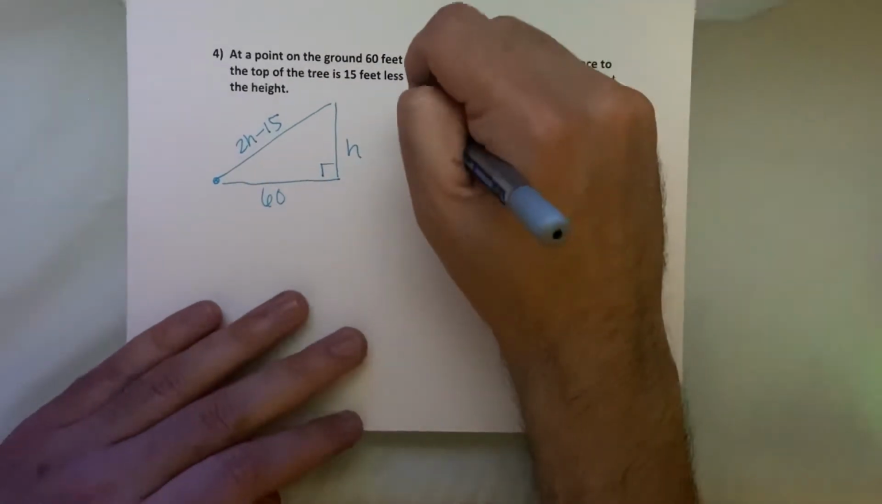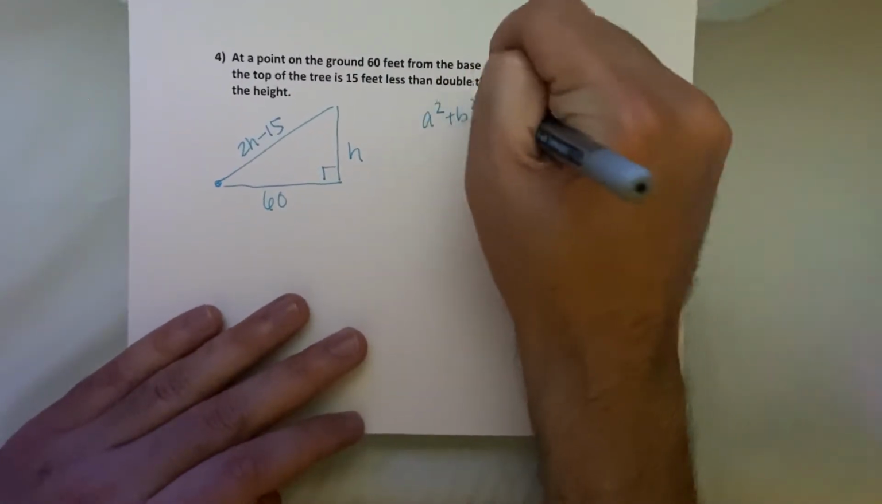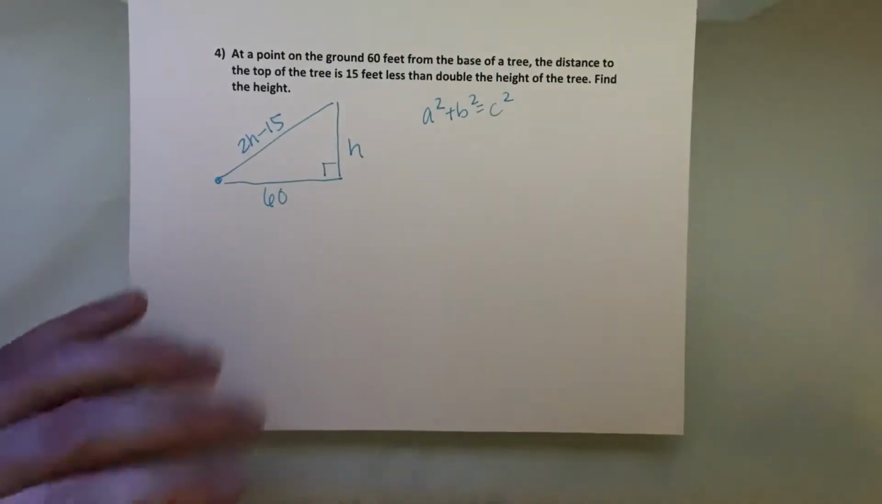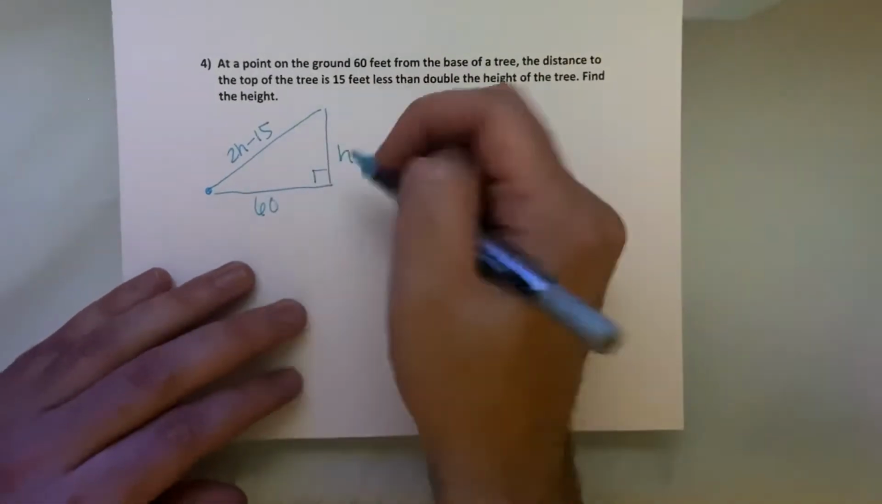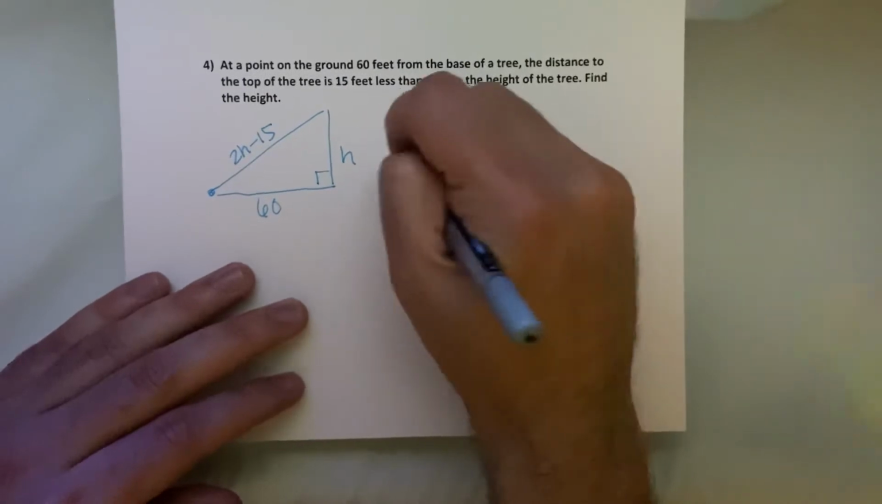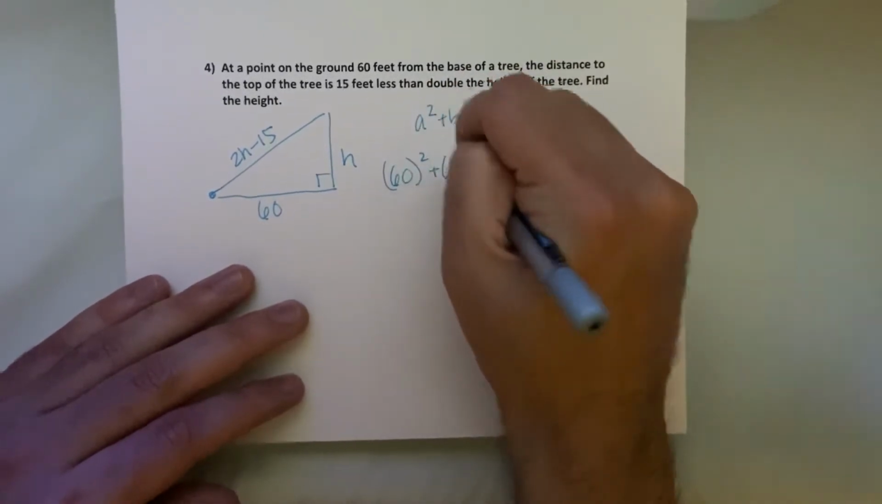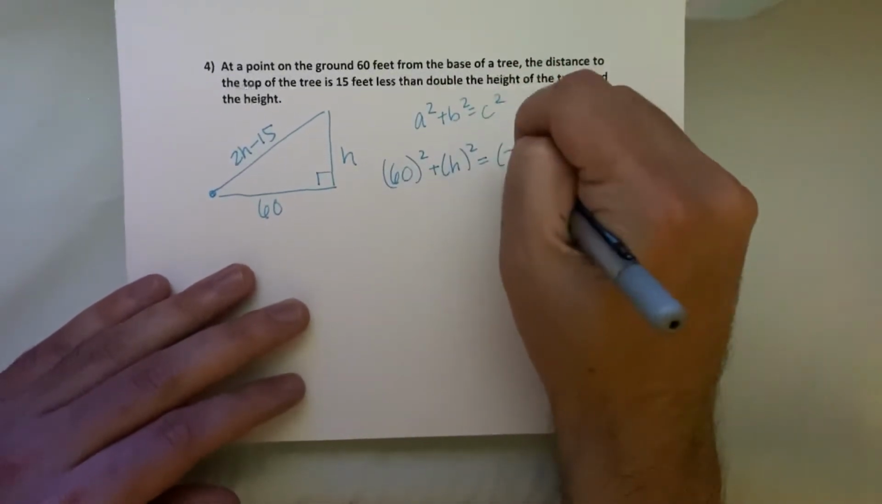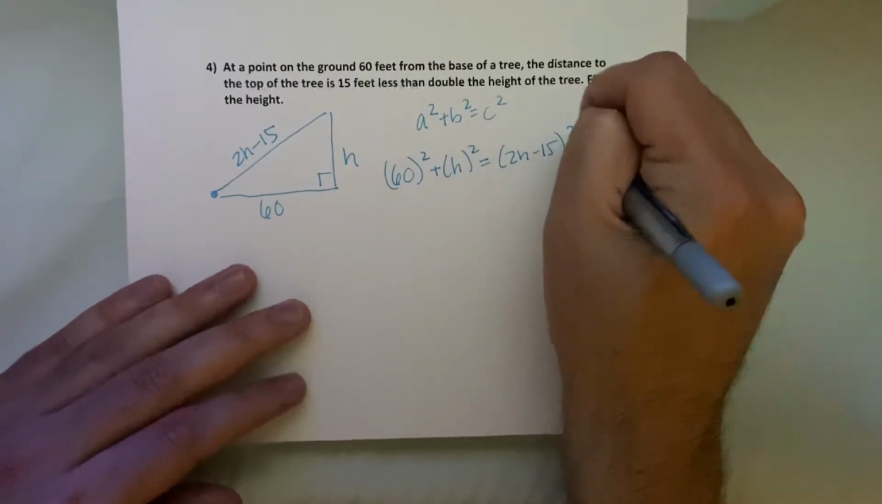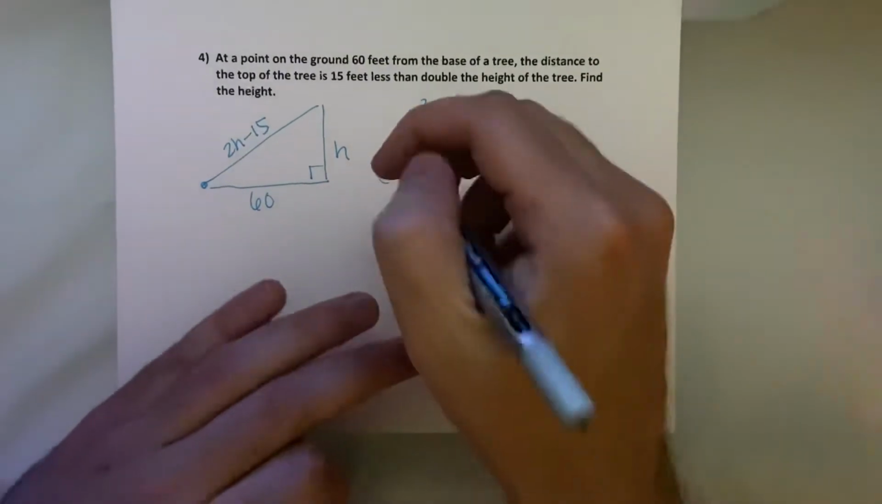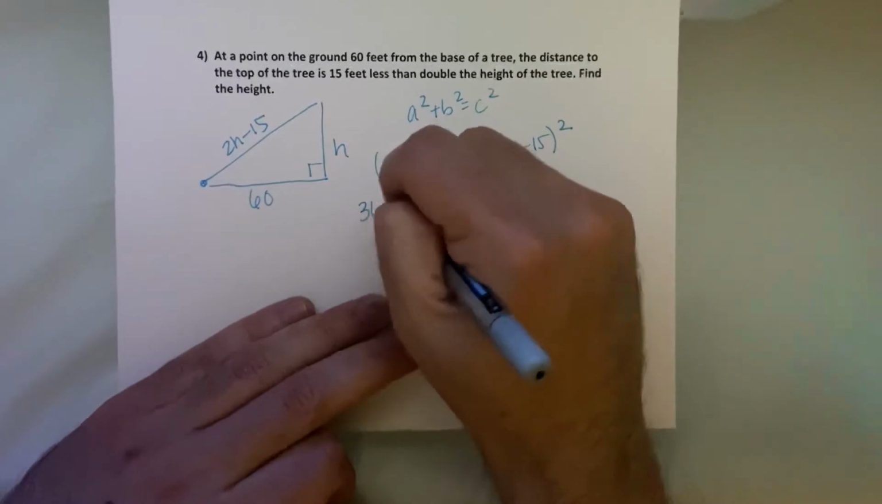So we know a squared plus b squared equals c squared. So in this case, our short legs are 60 and h. So we've got 60 squared plus h squared equals (2h minus 15) squared. 60 squared is 3,600.